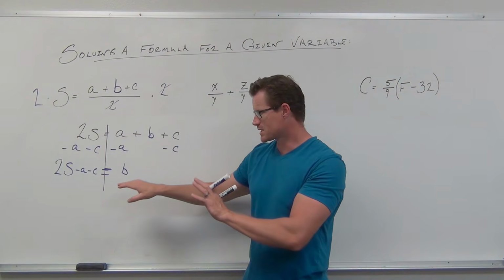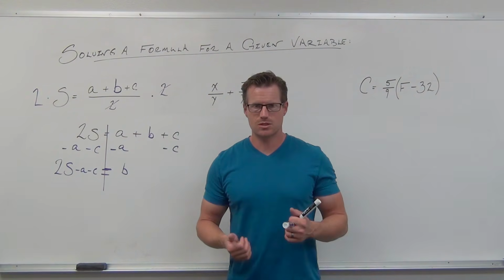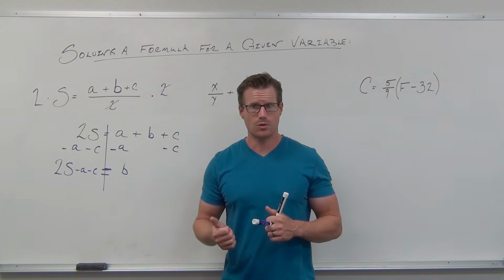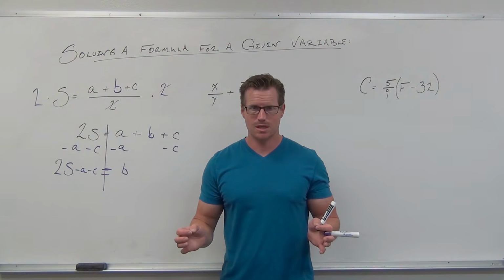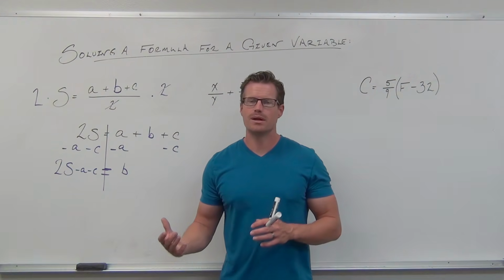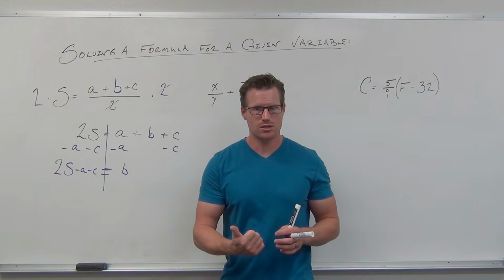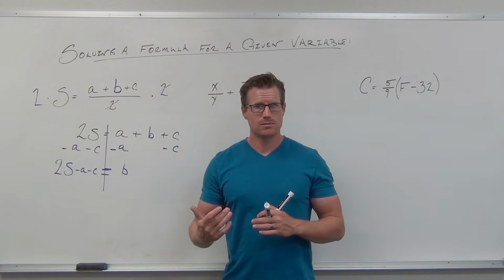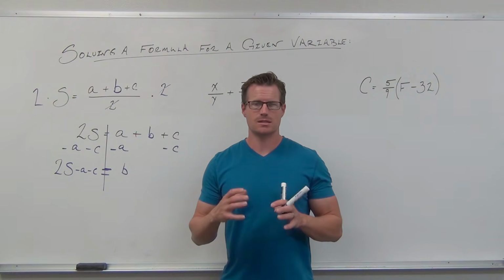B is all by itself, it's isolated. This is what it means to solve a formula for a given variable. You're just doing the same techniques as linear equations. They look more complicated, but it is the same stuff. Get rid of your fractions, then add or subtract, or multiply or divide to isolate that variable.